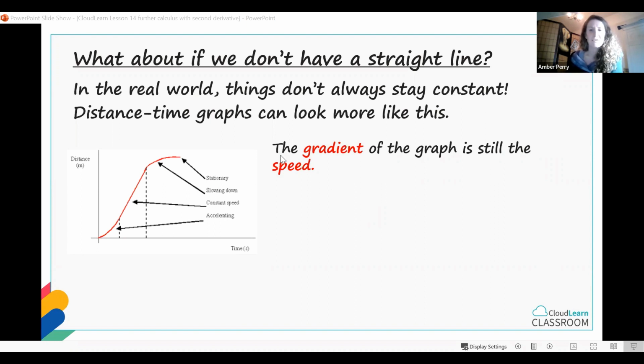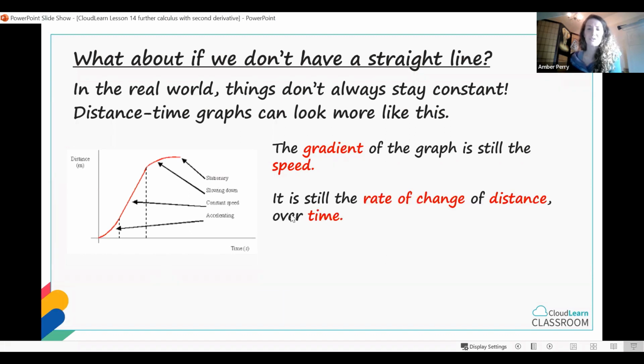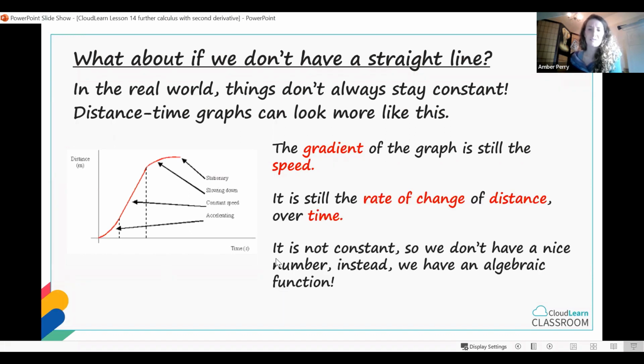So the gradient of the graph is still the speed. Speed is still on this particular graph because it's distance divided by time. That's the graph. So its gradient is still telling us the speed, but the speed is not constant, okay? So we don't have a nice number. Instead, we can have an algebraic function.